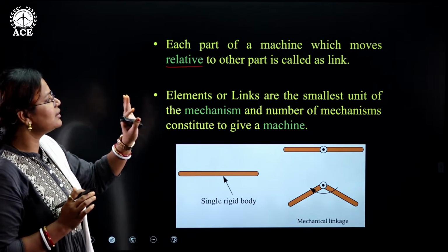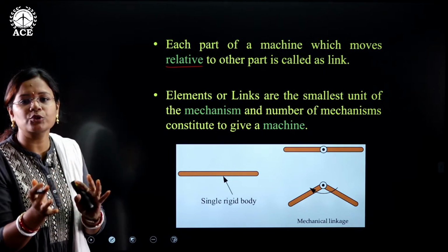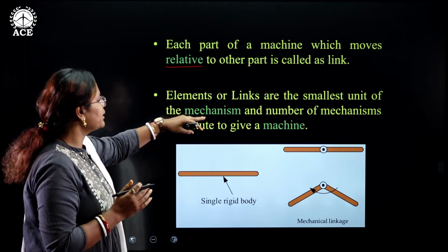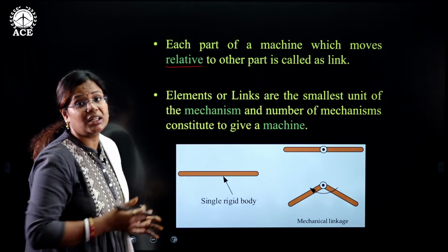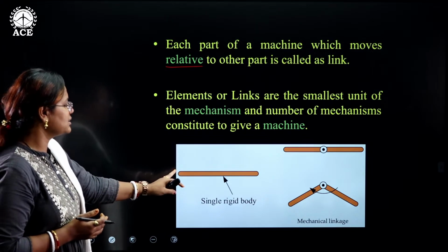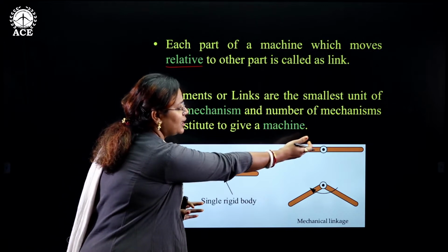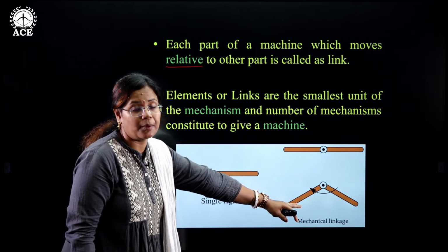So I am saying that a link is nothing but the part of a machine which has relative motion with respect to the other parts. Similarly, I also mentioned that mechanisms are made of links, and mechanisms make machines. Here, for example, you can see this is a single rigid body. When two rigid bodies are paired up, you see a mechanical linkage is formed over there.